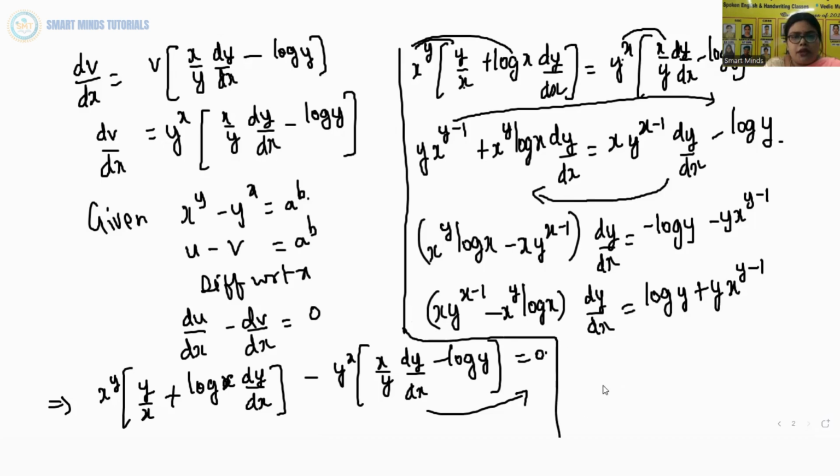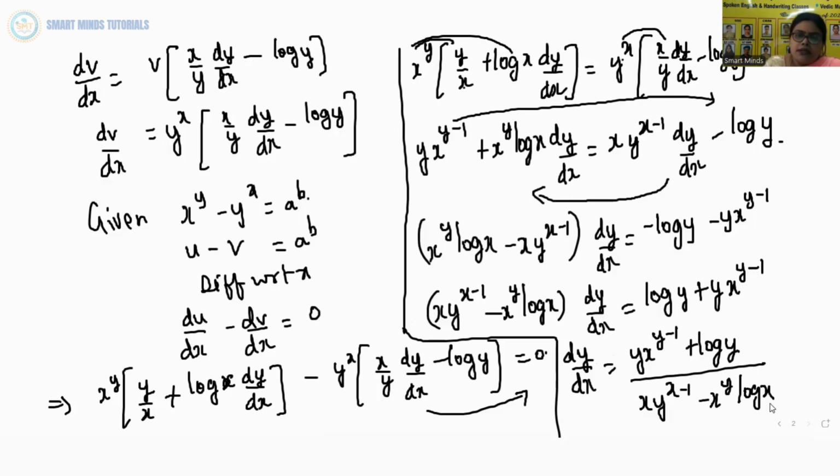Now if you want to find out dy by dx, we take this left hand side bracket to the right hand side. So it becomes, now I am just arranging these terms. So y x power y minus 1 plus log y by x y power x minus 1 minus x power y log x. This is the answer for dy by dx.